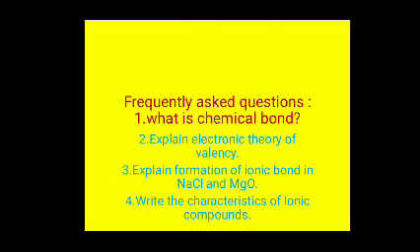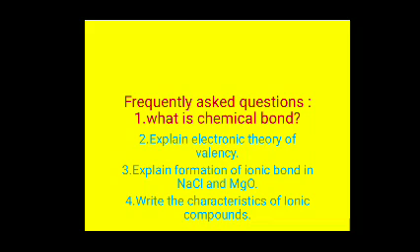Explain formation of ionic bond in sodium chloride and magnesium oxide. Sodium in its valence shell has only 1 electron. Chlorine has 7 electrons in its valence shell. By the transfer of 1 electron from sodium to chlorine, sodium cation and chloride anion form. Both ions get stable electronic configuration of neon and argon. These ions attract together to form the stable sodium chloride molecule.